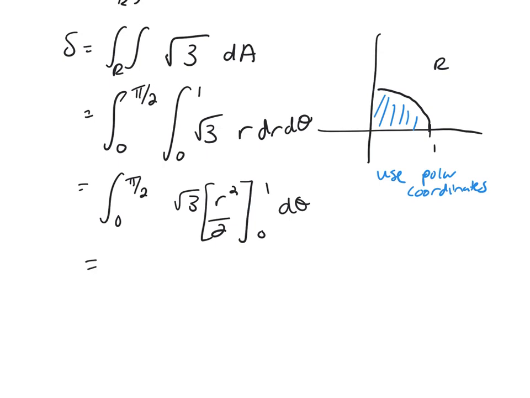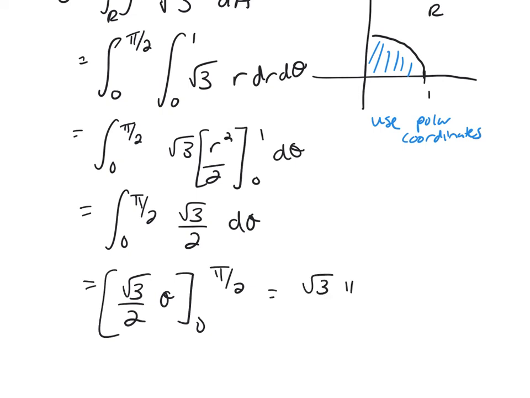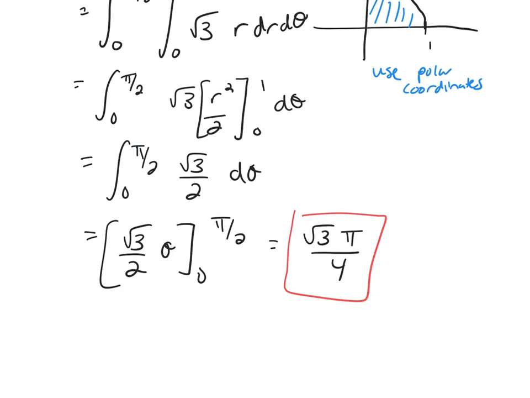So this just corresponds to square root of 3 over 2 d theta, or square root of 3 over 2 theta from 0 to pi over 2. So square root of 3 pi over 4. And that is my surface area of my plane that lies over this region, this part of the circle of radius 1 in the first quadrant.